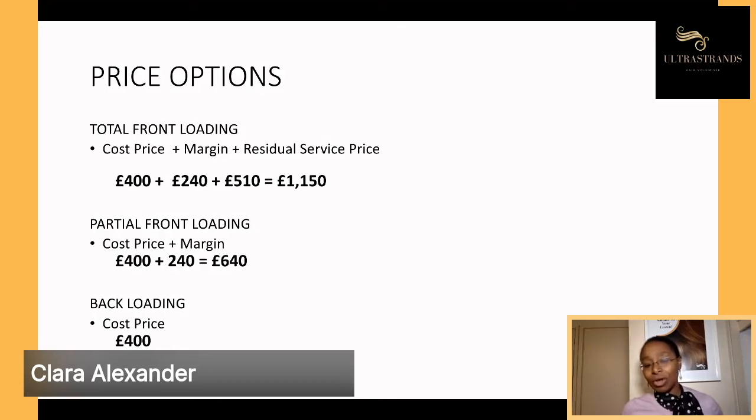If you're front loading up until the recommended retail price, then in this scenario the cost price is £400 plus your margin of 240, which gives you a recommended retail price of 640. What we're saying, when I say we, Ultrastrand says, is that if you purchase the product off the shelf, it's going to cost you 640.